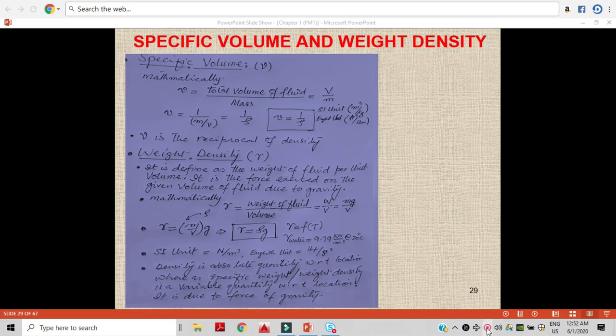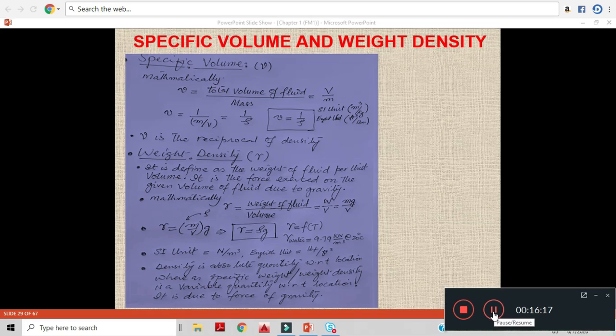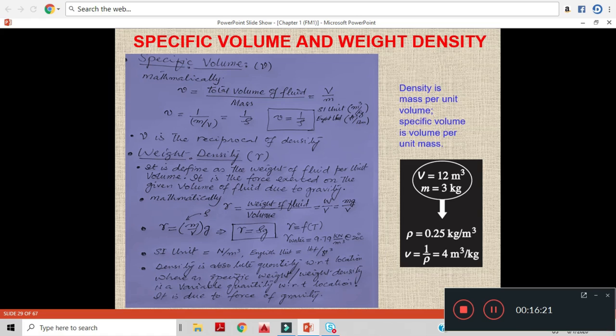Now next, here is one example. It is a very simple example. The volume is given as 12 meter cube, mass is given as 3 kilograms, so we can calculate the density, mass over volume, and we can take the reciprocal of density to find out the specific volume.